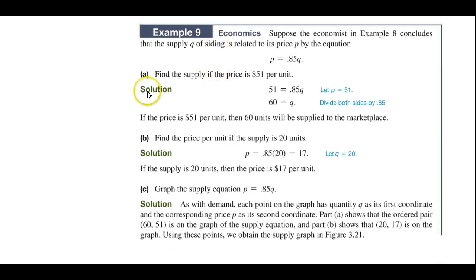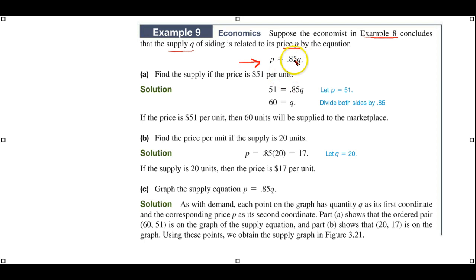Okay, let's take a look at example 9. Now, in example 9, they're using a similar example from 8. And they conclude that the supply Q of siding is related to its price, P, by the equation, and this is a price function, that it's 85 cents per unit. So find the supply if the price is $51 per unit.